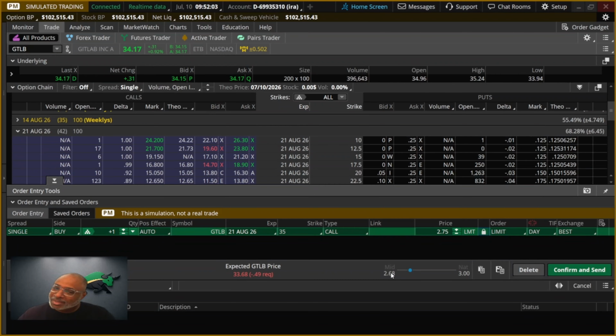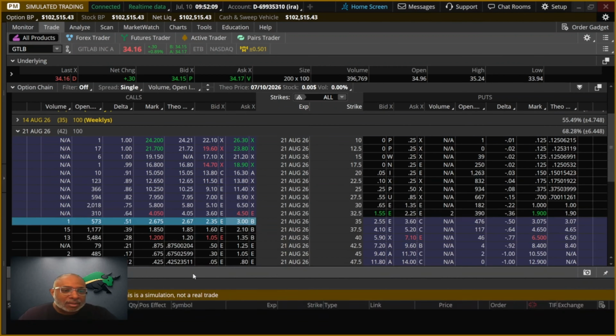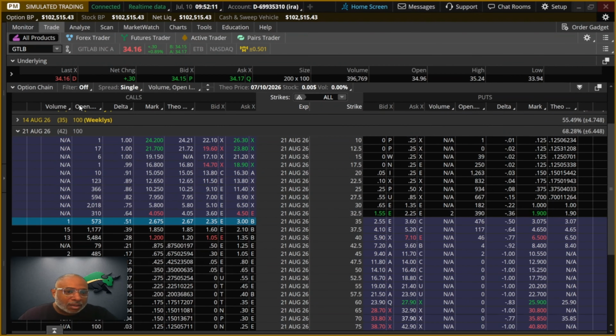Remember, the market makers need to make money too, so we need to give them a little bit on their side. This is not necessarily the most liquid option chain. If you look at the volume and the open interest here, not a lot of action going on. So that's partly why you need to slide your bid a little bit past the mid price there. So we're looking at that one for 275 on that contract. That would be a $275 investment if you're looking at that for the next 42 days.